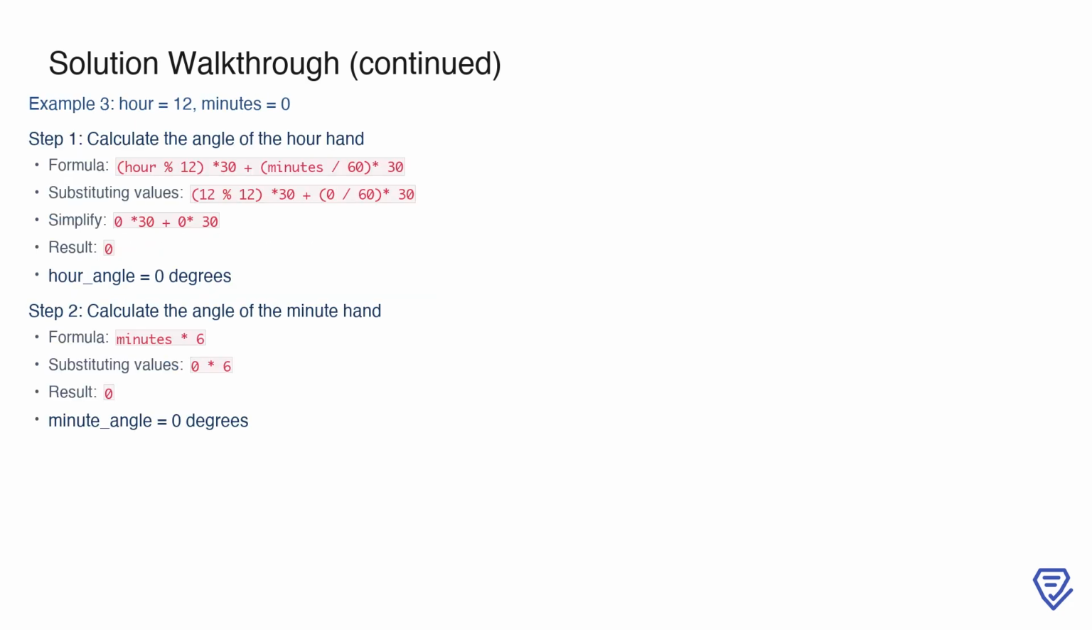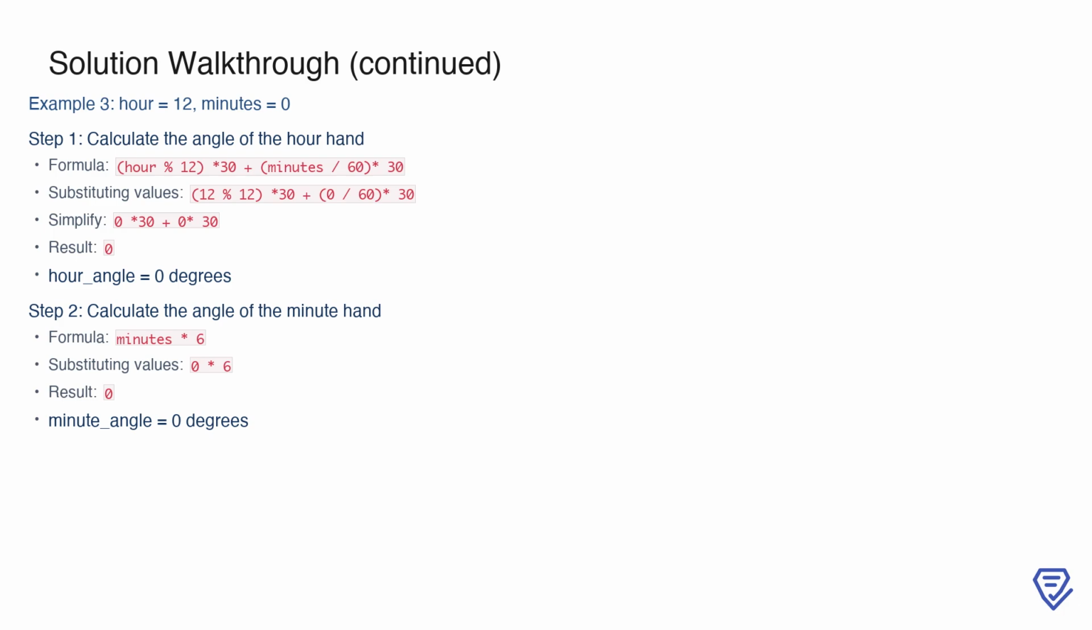In this example, we set the hour to 12 and the minutes to 0. Starting with the hour hand, we use the formula (hour%12)*30 + (minutes/60)*30. Substituting the values, we have (12%12)*30 + (0/60)*30. Since 12%12 is 0 and 0/60 is also 0, the entire expression simplifies to 0. Thus, the hour hand is at 0 degrees.